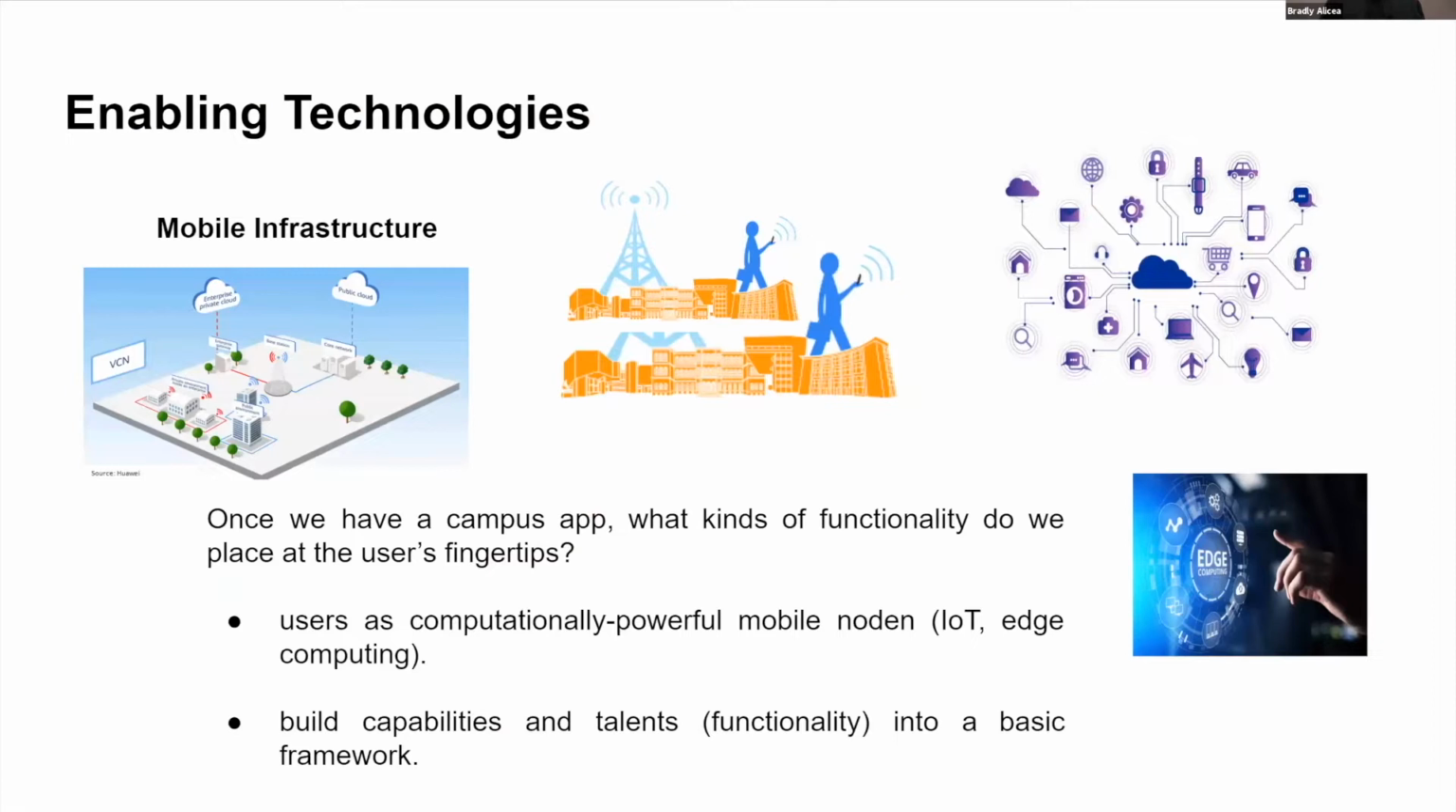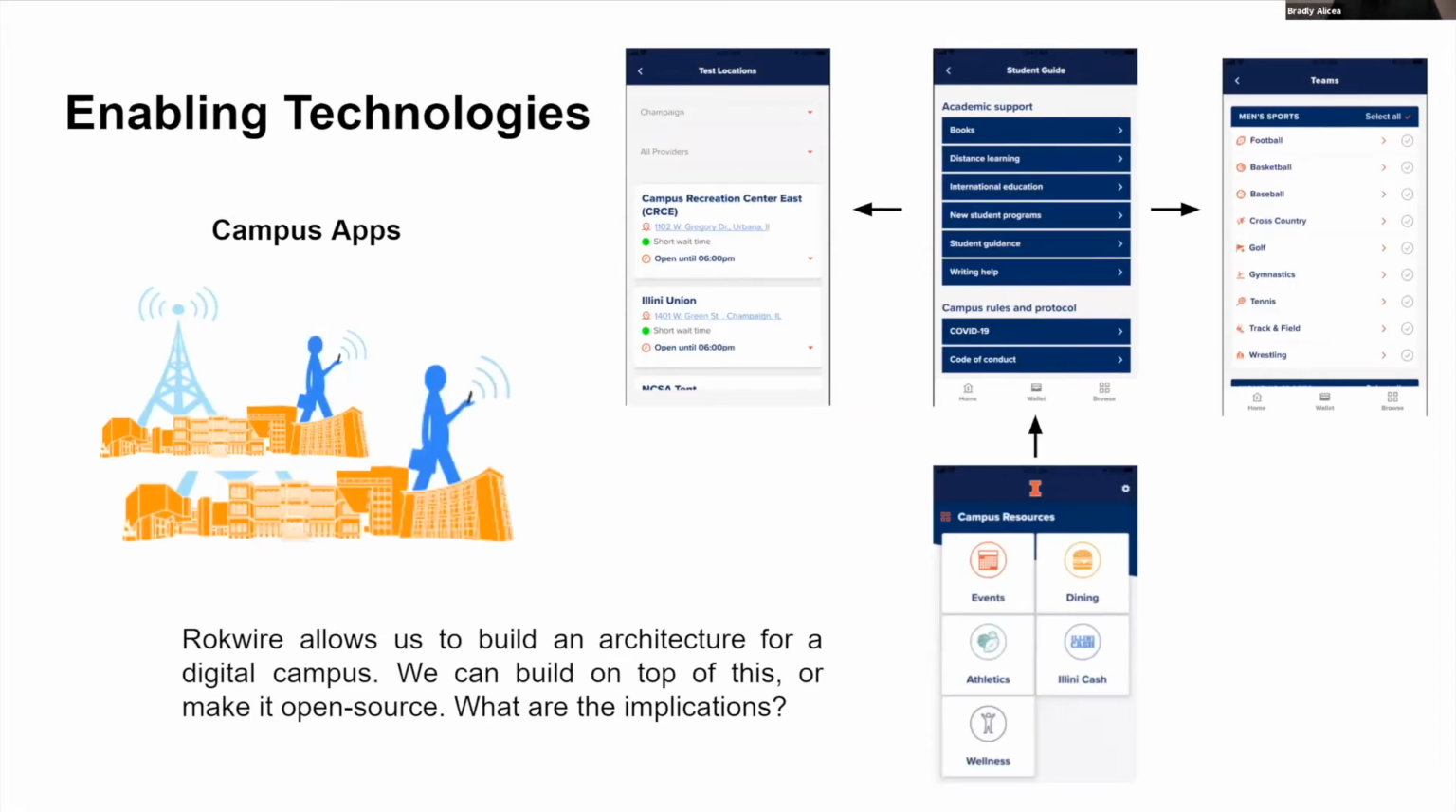So there are a couple of enabling technologies here. As I mentioned before, we have the campus apps, and these are apps that we can build on top of Rokwire. So this is an example of the Illinois app, these screenshots, and you can see that you have the front page with the block.